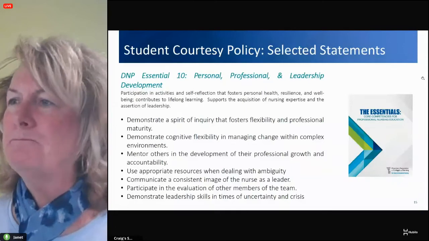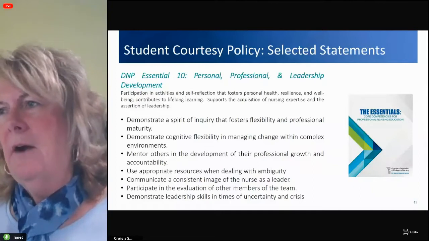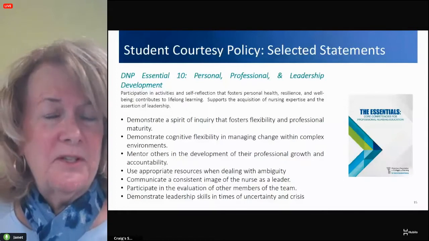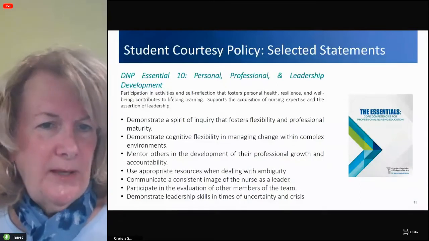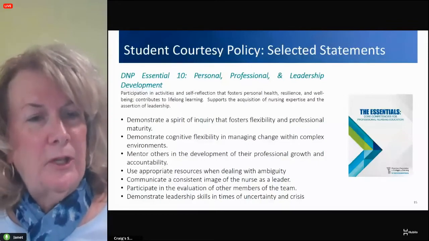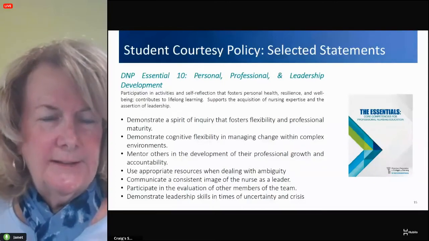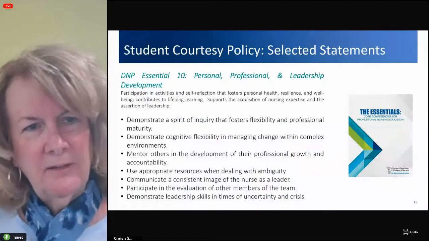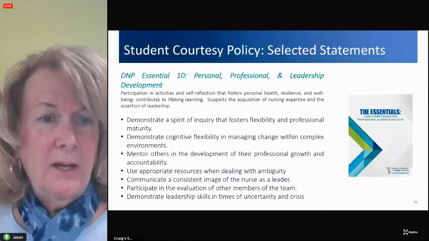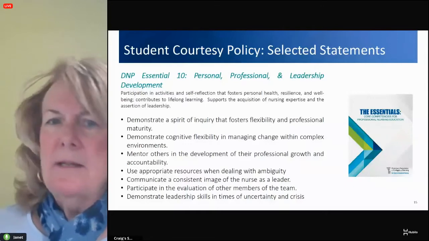So I have bullet pointed here how I expect students to communicate when they will be evaluating other members of their group, and to participate in that evaluation and to consistently project an image of a nurse leader. And I use that vocabulary in all of their assigned activities. So they recognize we're simulating now, today, before you graduate, that I expect you to conduct yourself like a future nurse leader. Okay, next slide, please.